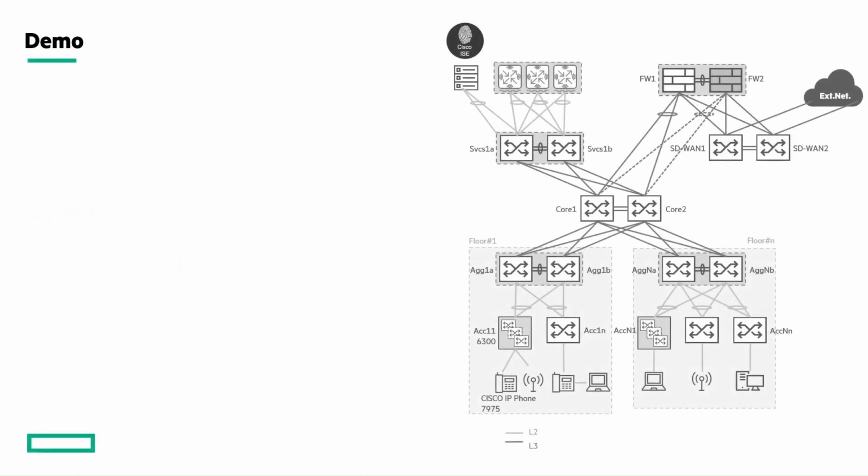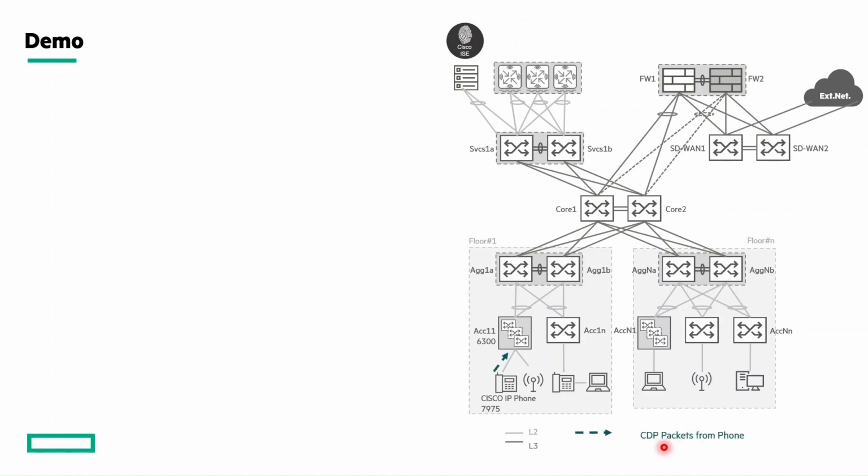Demo. In this demo, I'll be using the same campus deployment environment, and I'll be using a Cisco IP phone 7975 as a static CDP-only phone. And I'll be using Cisco ISE as the network access control server.